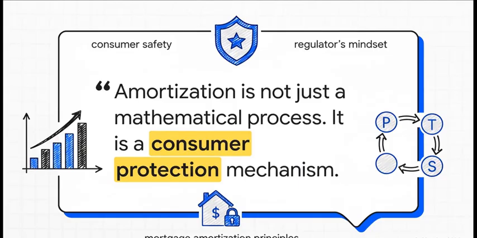So, the most important thing to leave with is this. Approach every amortization question with a regulator's mindset. Focus on predictability, transparency, and consumer safety. When you see amortization as a structural safeguard for the consumer, not just a series of calculations, you will be well prepared for the SAFE exam.